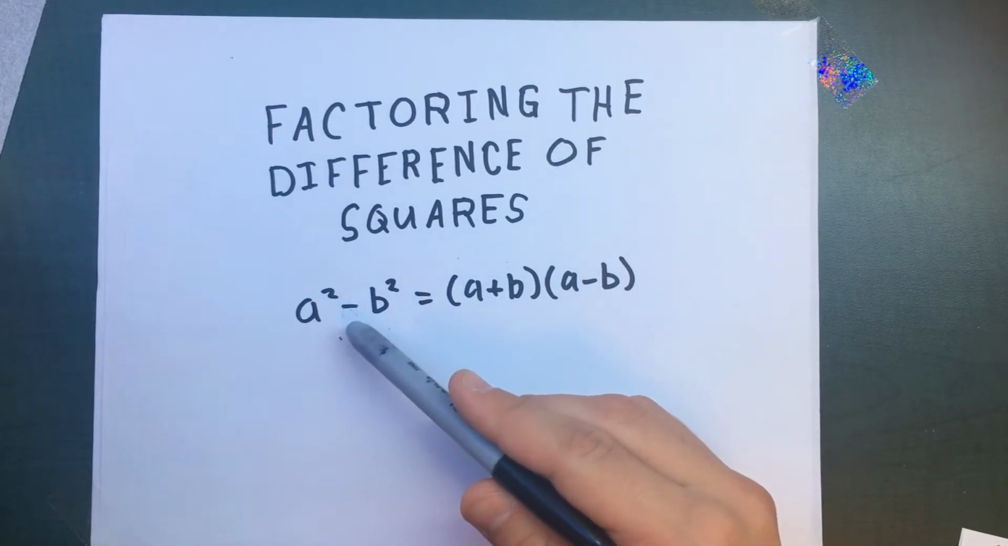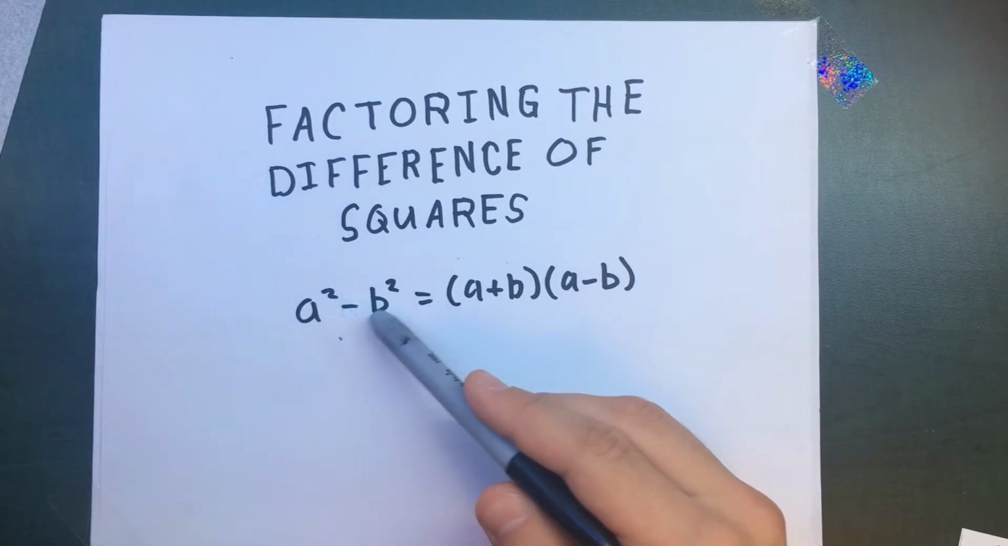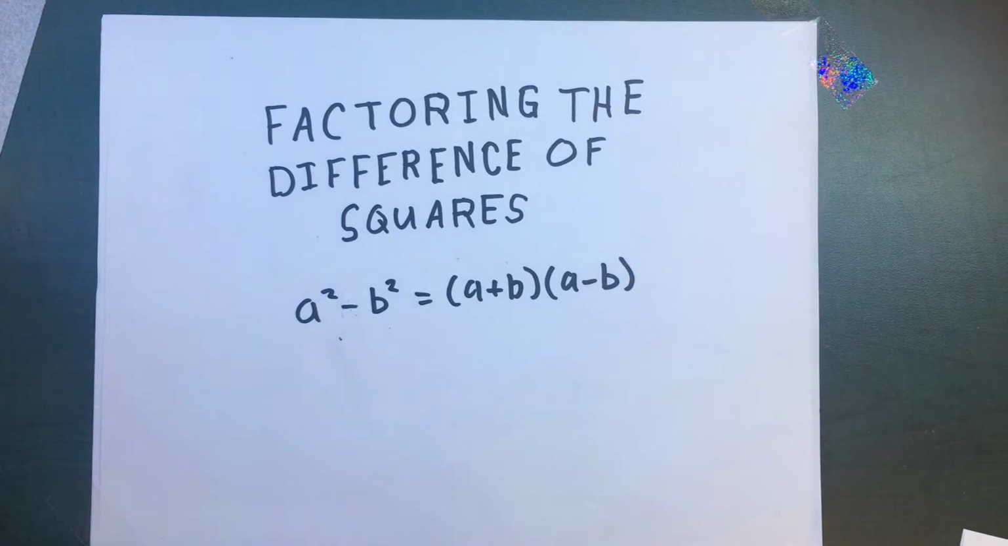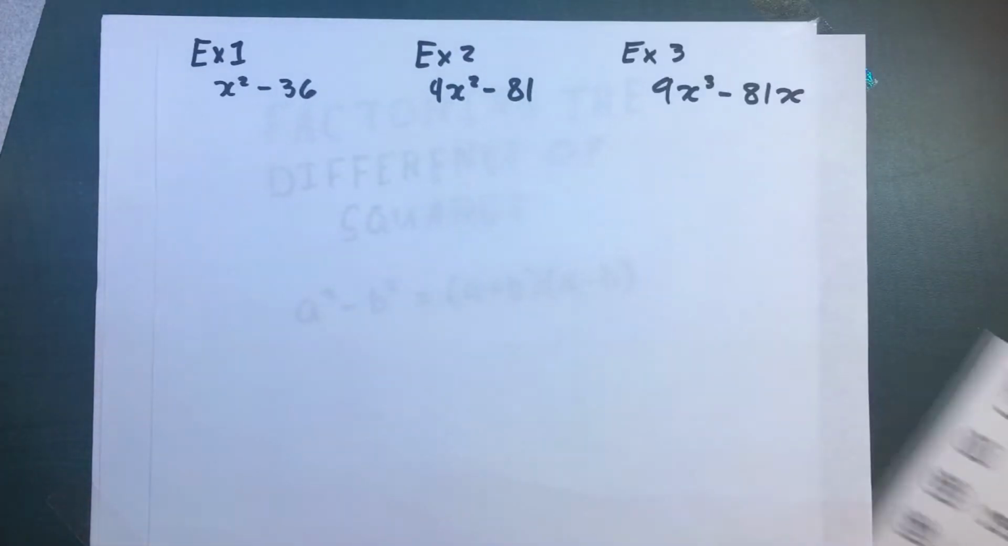A difference of squares does not work if it's a squared plus b squared. It only works if it's a squared subtract b squared. So let's have a look at some basic examples.